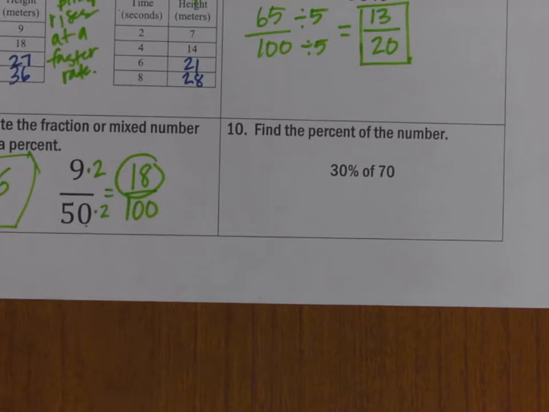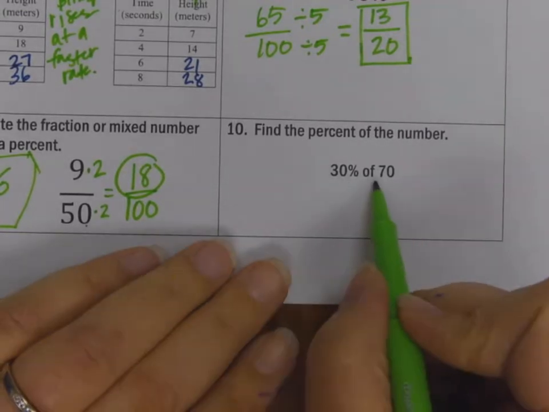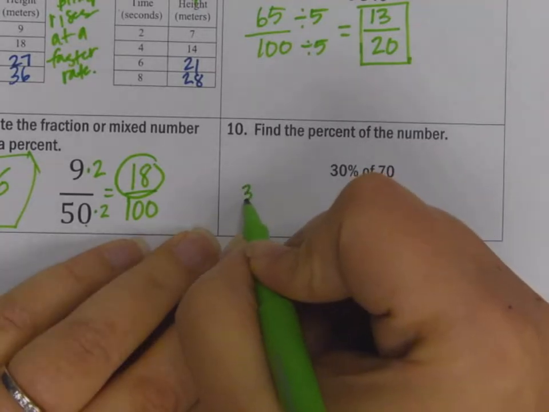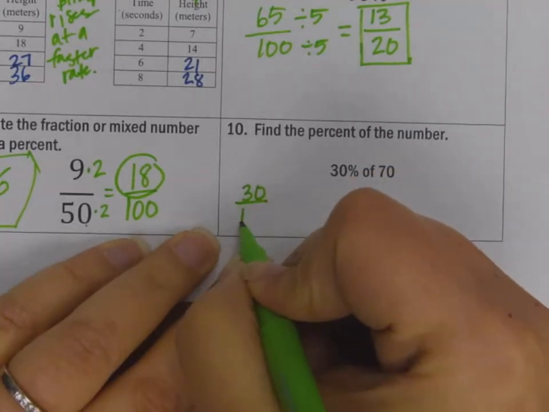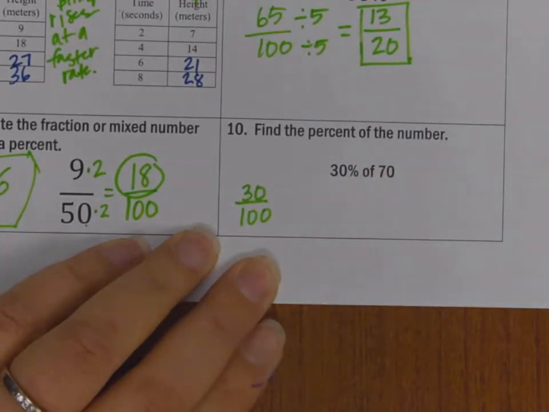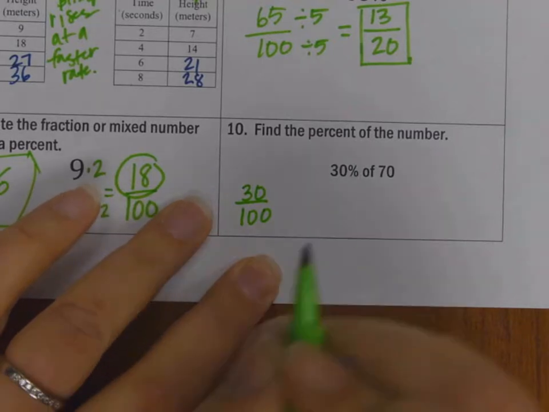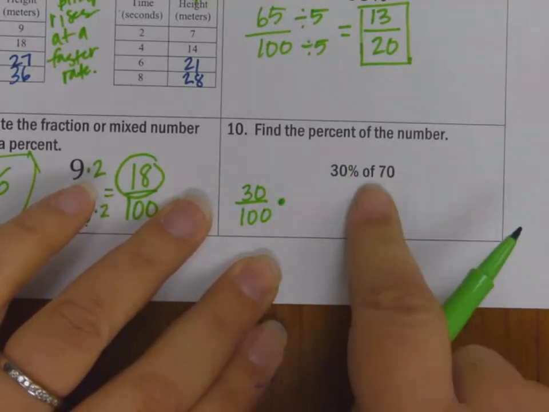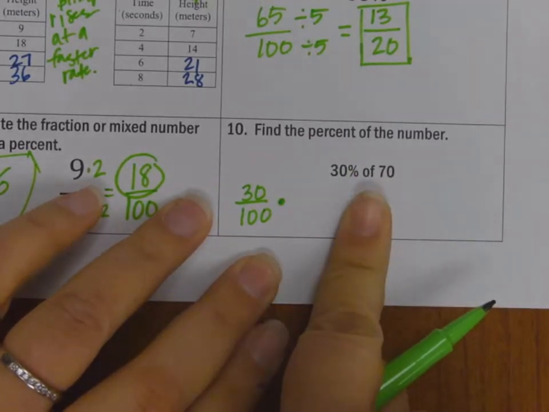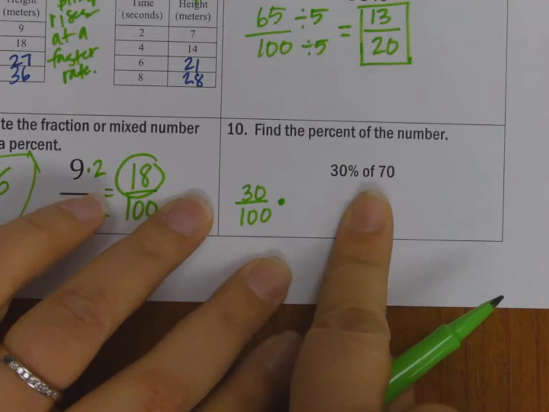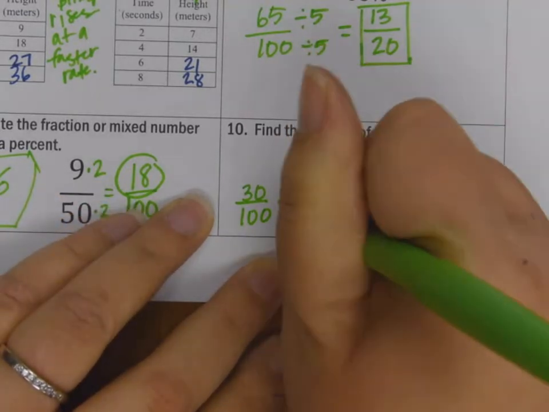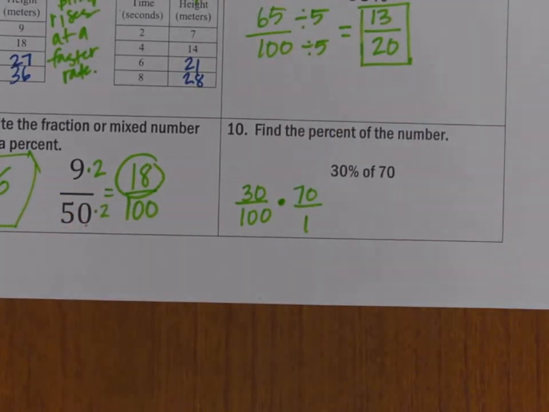Well, equation modified. I'm going to show you that and I'm going to multiply it. So 30% of 70. Remember that 30% is 30 out of 100. Okay? And you are going to multiply that because of is multiply by 70. And remember, 70 is going to be over 1.